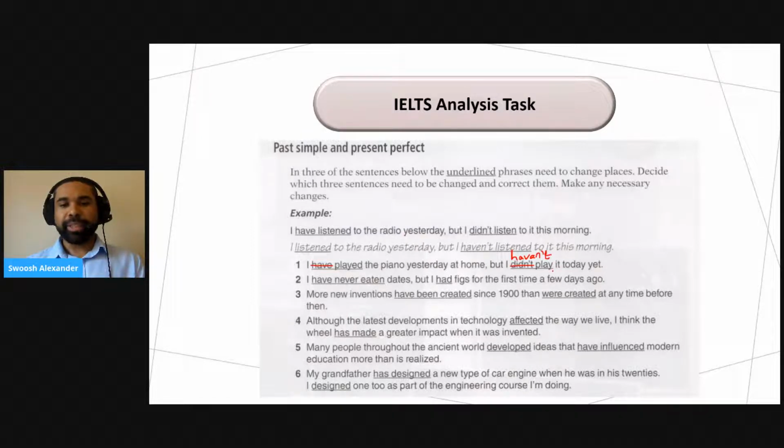Yeah, so we should add the ed on there, played, obviously using the present perfect structure, have plus the past participle. Yeah, I haven't played it today yet, but maybe I will later on today. Today is not yet completed, so this is a situation that could change in the future. What about number 2? Is this correct or not? Again, let me know if you have any comments on this one.